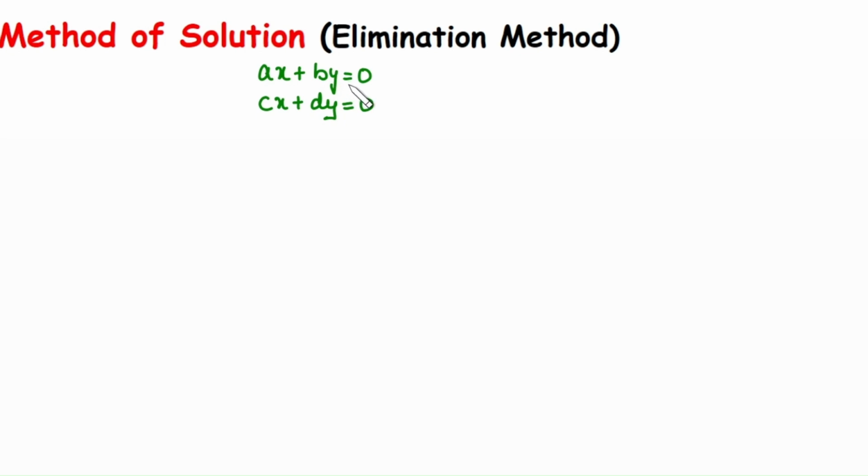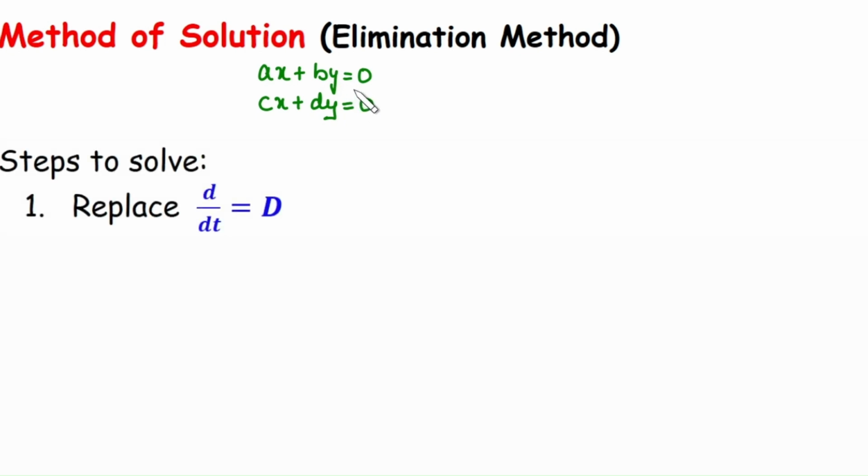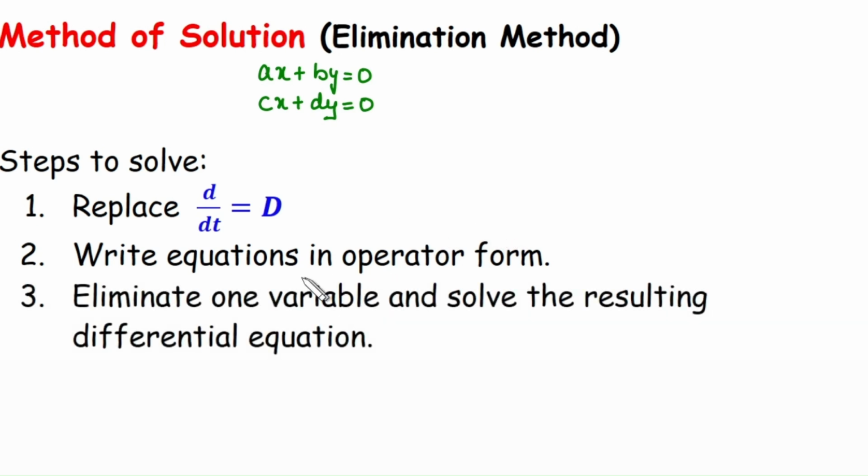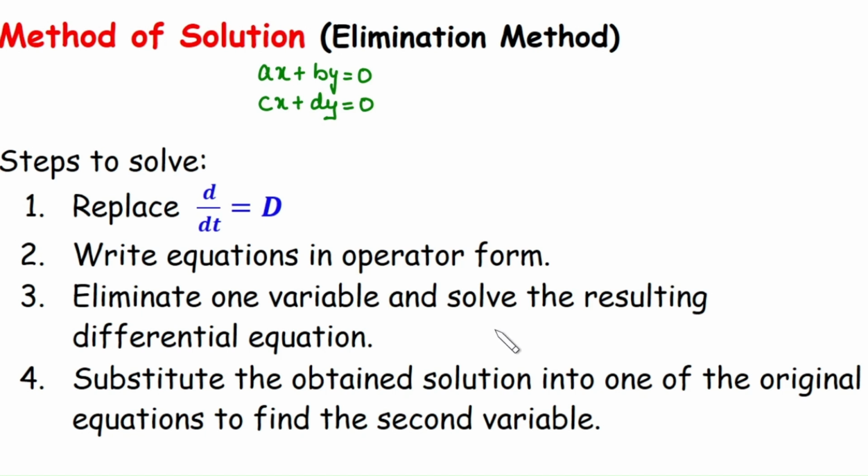The same procedure applies here, but the very first step is: whenever we have a derivative with respect to t, or any derivative, we write it as D. That means we need to write the given equations in operator form. After that, eliminate one variable and solve the resultant differential equation. Because when you eliminate one variable, we don't know whether we will get a direct value of the other variable; it may result in a differential equation. So if we have a differential equation, solve it, find its general solution, then substitute back into one of the original equations to get the solution of the second variable.